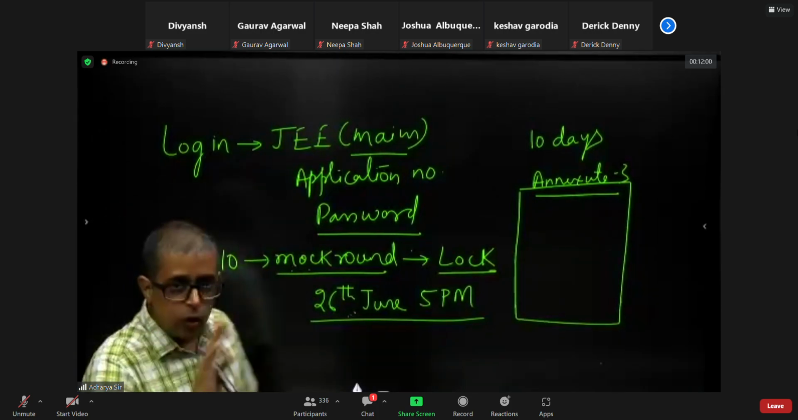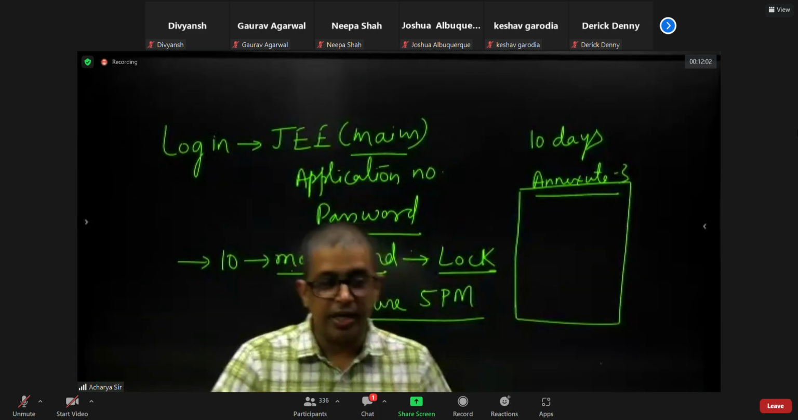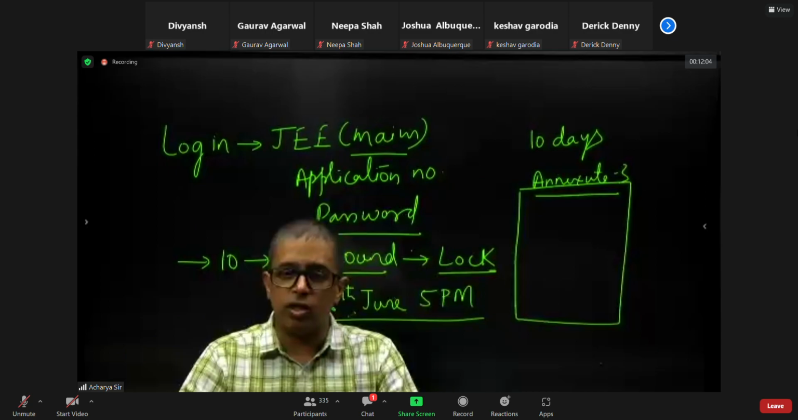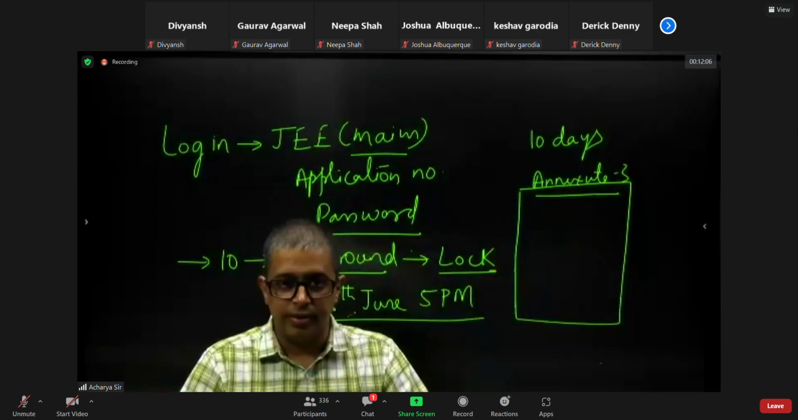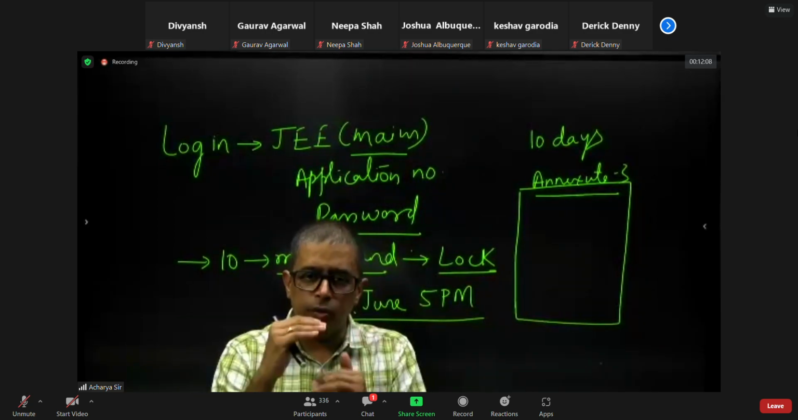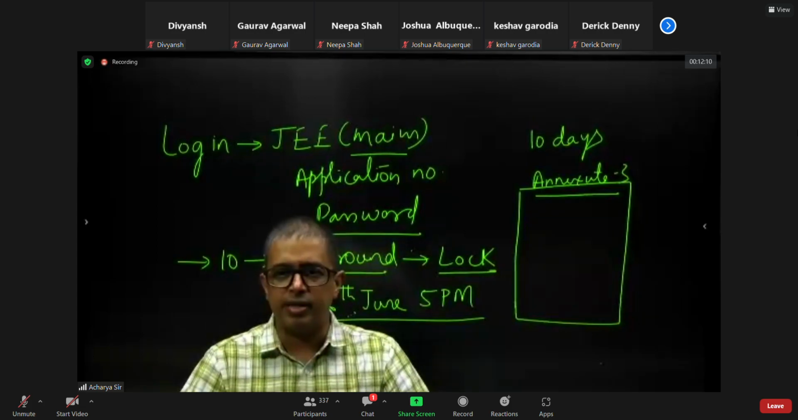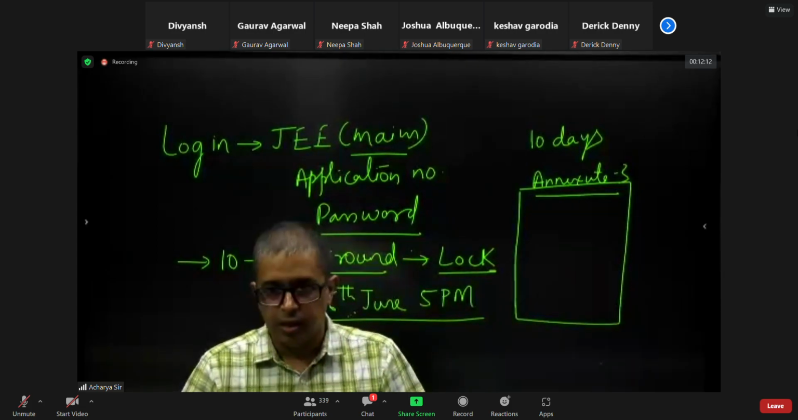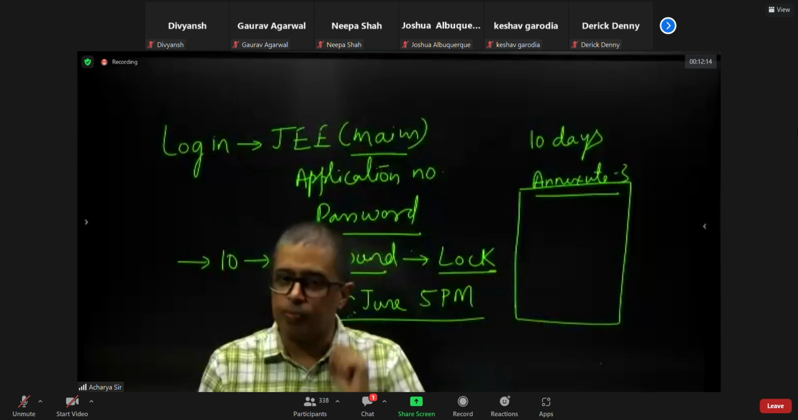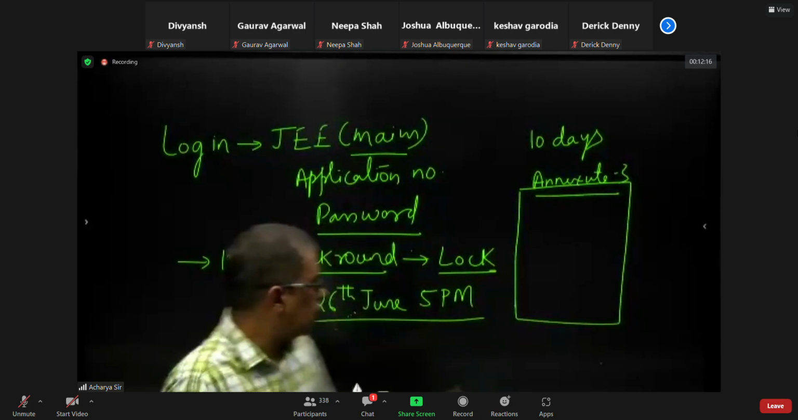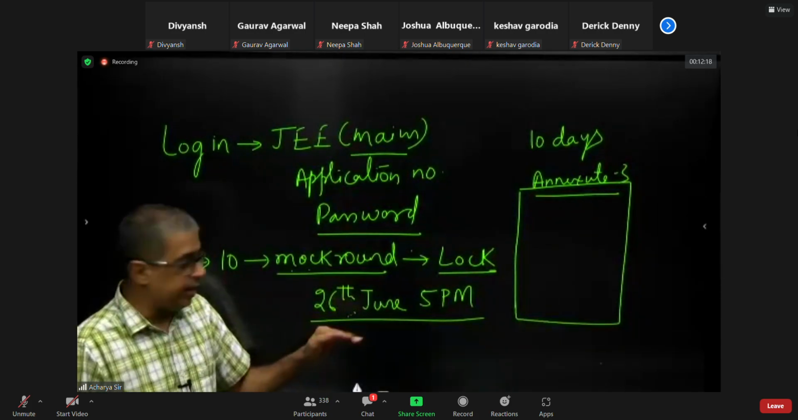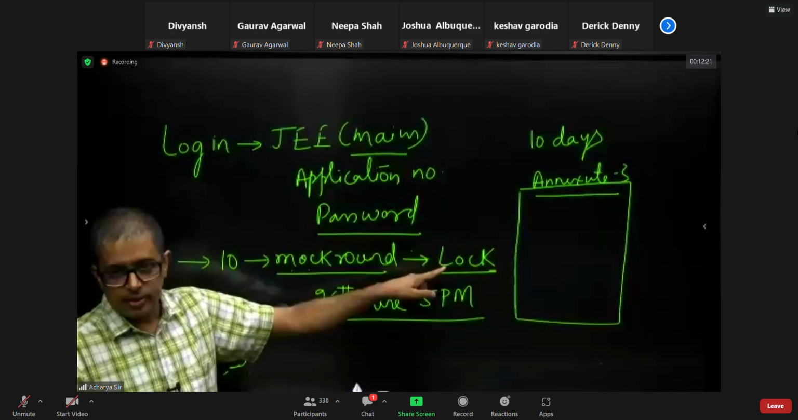Mock round, you don't need to lock. Keep the options open. Before the mock round, do not lock. In the mock round, you will approximately know which branches you will be getting. Once you have those branches with you, once you have an idea on it, then lock it.